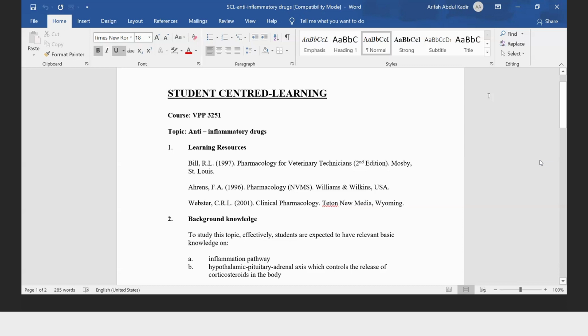actually today's lecture is on the anti-inflammatory drugs. It's written there SCL, which stands for student-centered learning. So I won't give a lecture on this topic. What I need you to do is to find the materials by yourself. It's kind of challenging, but with the online system we have a lot of books online too. Maybe you can look for online books and some papers.